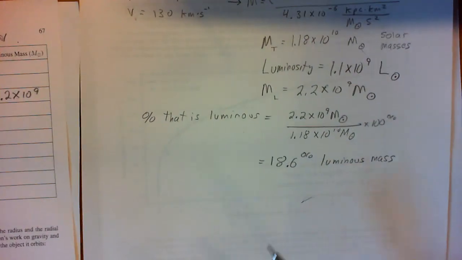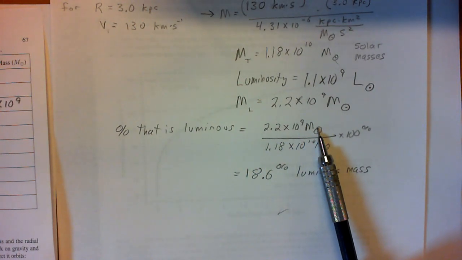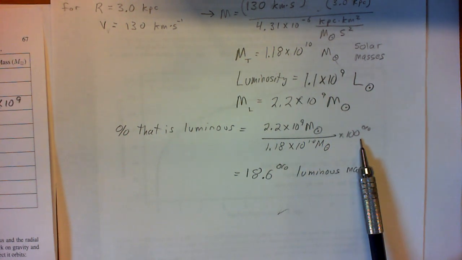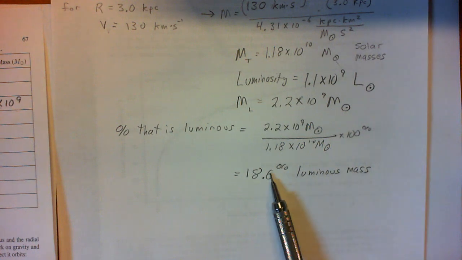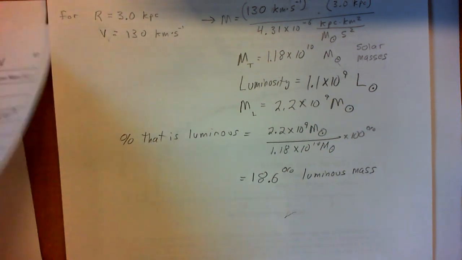And here's the calculation. The percent that is luminous is 2.2 times 10 to the 9th solar masses, divided by 1.18 times 10 to the 10th solar masses, times 100%, gives us 18.6% luminous mass for this particular distance.